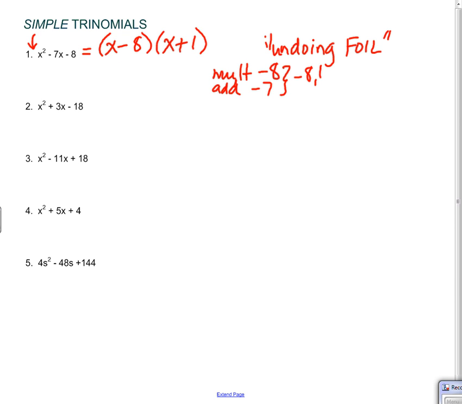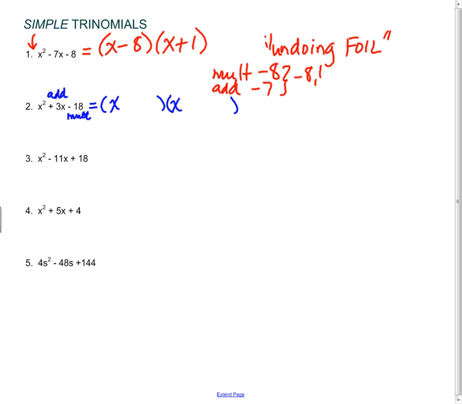For the second one, same strategy. There's not a greatest common factor other than 1. So it's a simple trinomial. I can factor it by throwing up 2 sets of brackets. I'm undoing FOIL on this trinomial. So I need an x at the beginning of both brackets. So my first will multiply to x squared. The 2 numbers that I put into the brackets will multiply to minus 18 and add to positive 3.